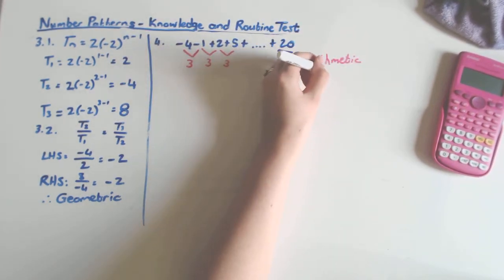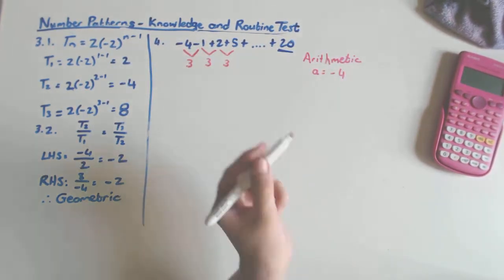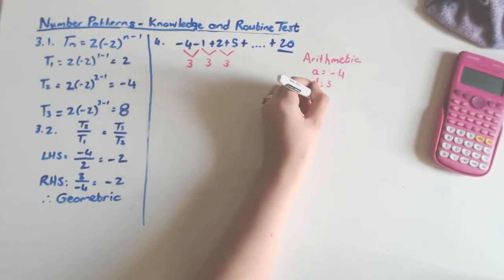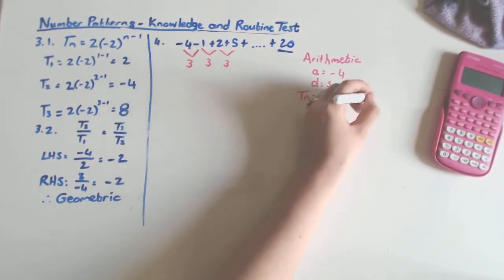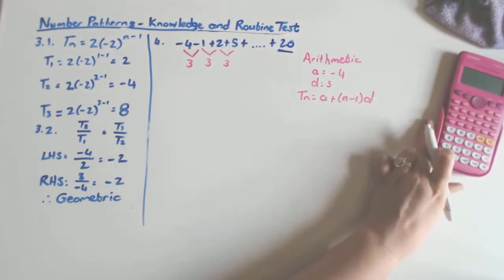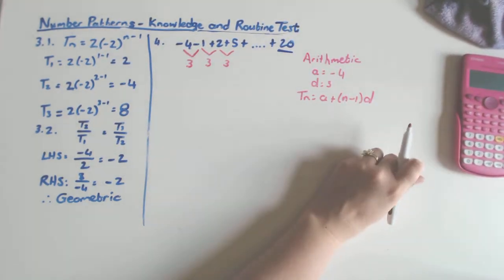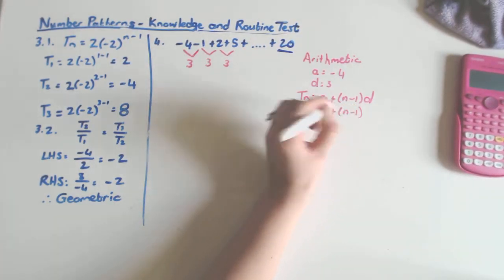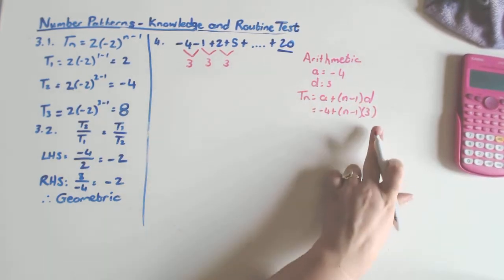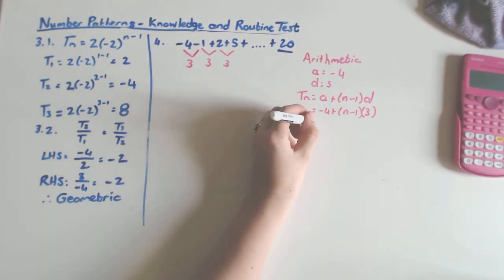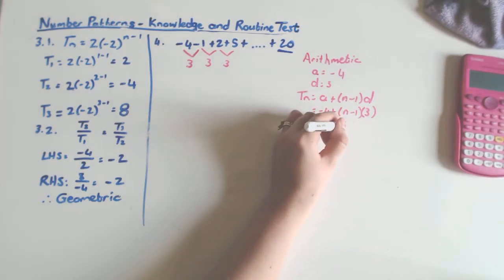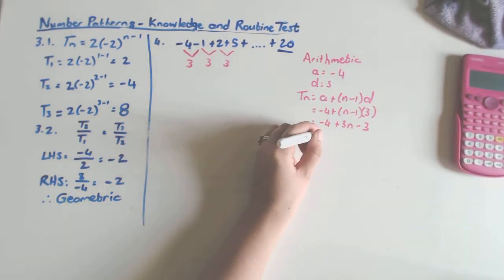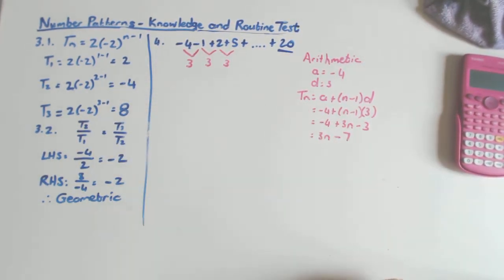So this is an arithmetic series with A, my first value, minus 4, and D, my common difference, 3. It's not really difficult using this formula. I substitute into the arithmetic formula: minus 4 plus n minus 1 times 3, and I always put my d in brackets there. So this is minus 4 plus 3n minus 3. I multiply the 3 into the brackets, and this gives me 3n minus 7.